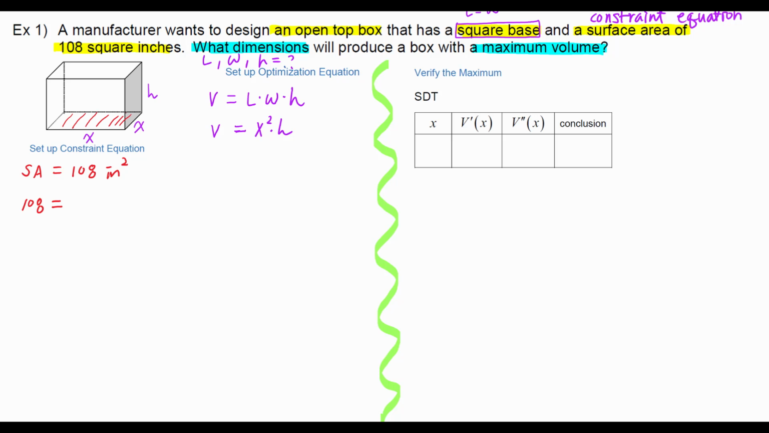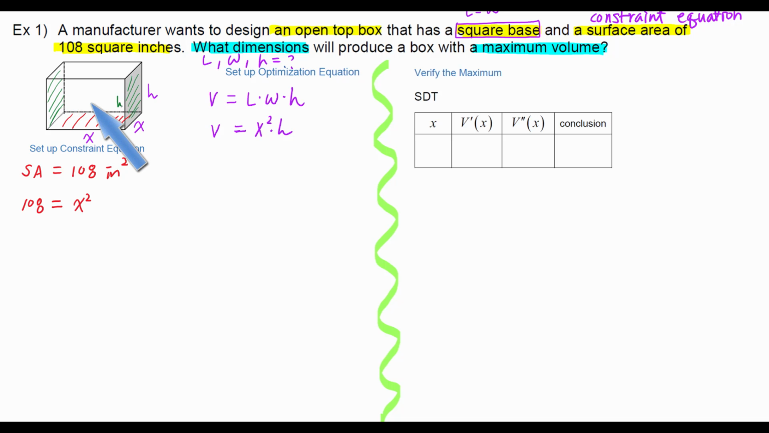It's an open top, so you only have one base, and that will be, since it's a square, x squared. Now, because it's a square base, all the sides should have the same area too. So this one is x times h, and this face is the same, x times h.